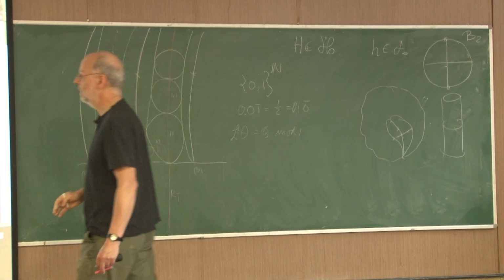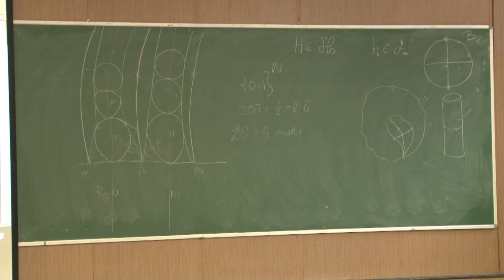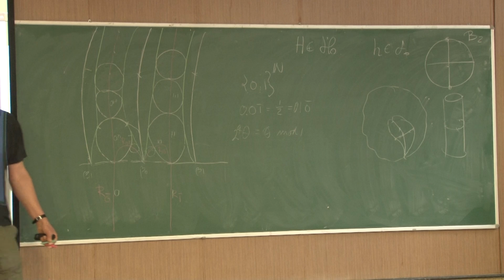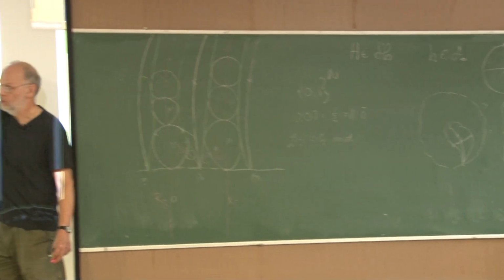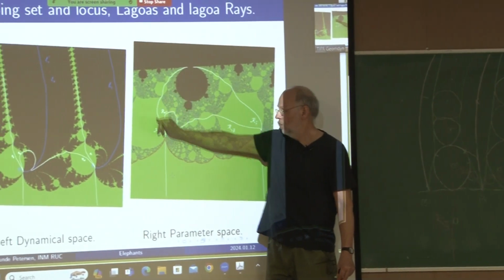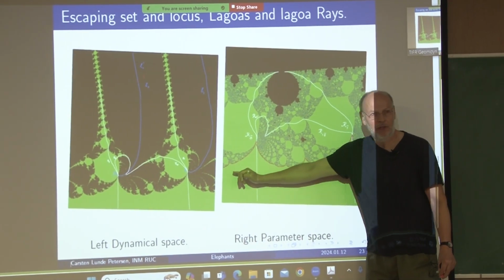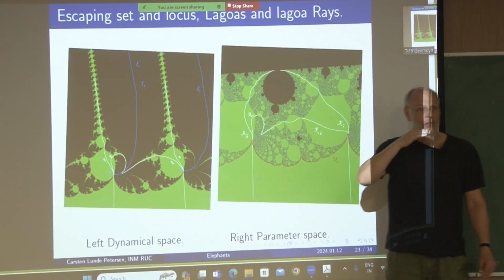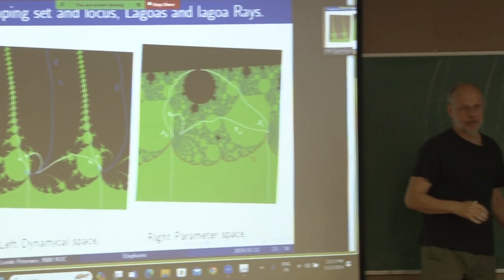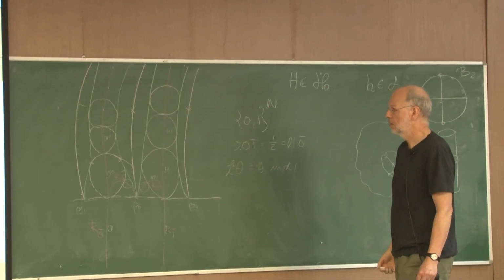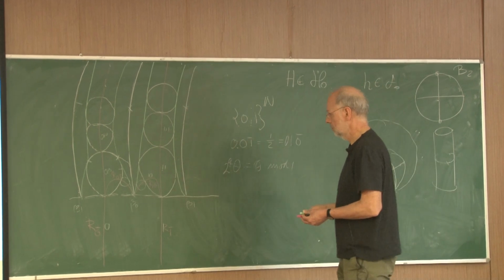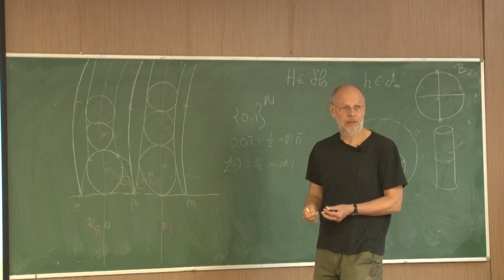And it's true whichever parameter lagoa you take: the appropriate iterate on the critical value will define a map from your parameter lagoa to the lower half plane, or to the complement of the domain. Okay, did I answer the question?